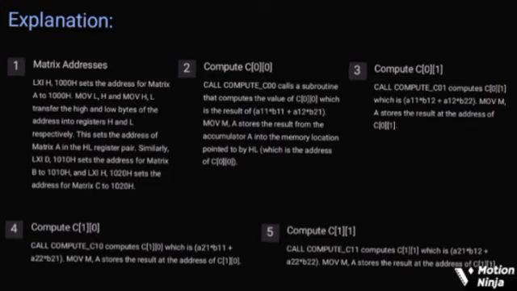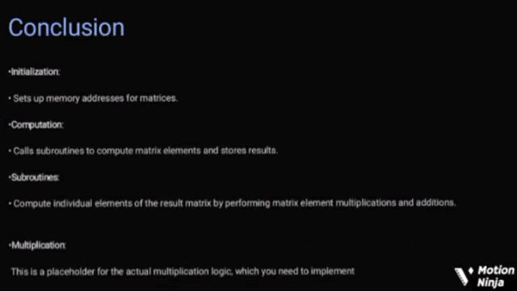And the final step is compute C11. Call compute_C11 computes C11, which is A21 into B12 plus A22 into B22. Move M, A, store the result at the address of C11. Now move to the conclusion slide.